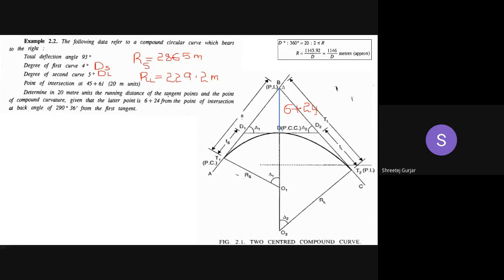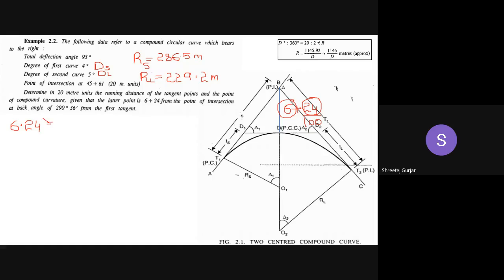Okay. So now we will consider that each chain is made up of 100 links. So this is 6 chains plus 24 links, and each chain is made up of 100 links. So the total chainage will be 6.24 chains. Correct? 6 chains and 24 links. So 24 divided by the number of links, that is 100, so it will become 6.24.